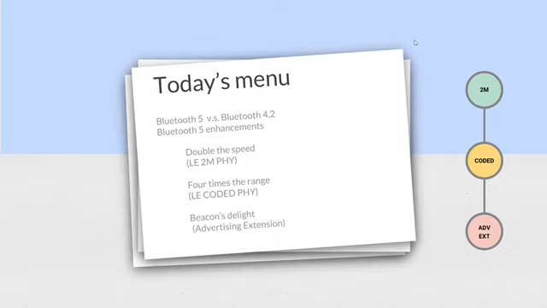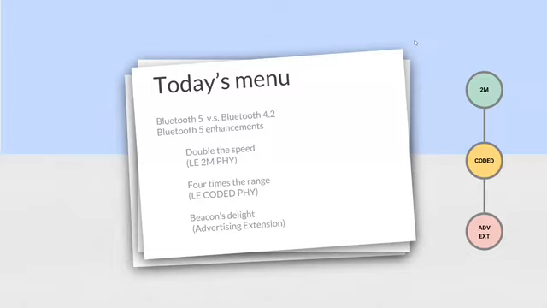So without further ado, the enhancements are the LE 2M, also known around the web as the double the speed feature, the coded PHY, also known as 4 times the range around the web, and advertising extension, which I would like to call the beacon's delight.